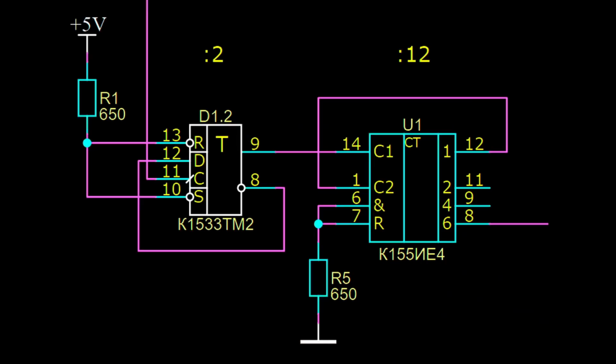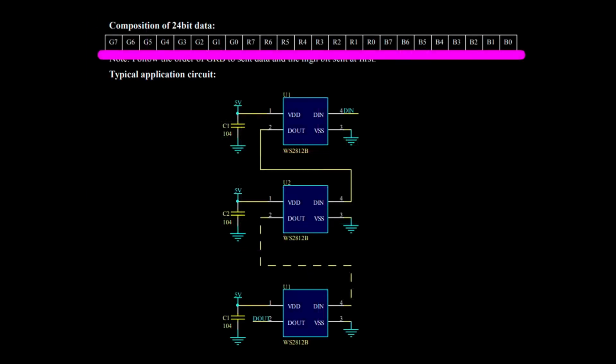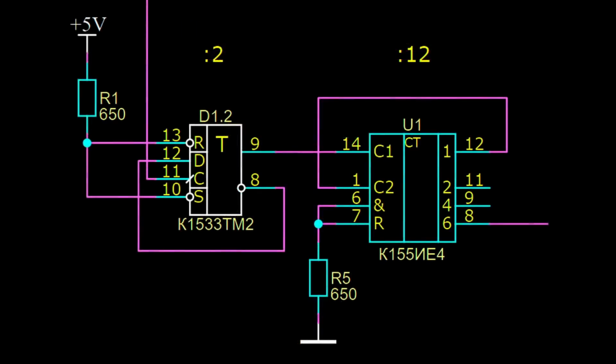The most convenient way is to set a divider to 2, for example, on a D flip-flop, and a divider to 12 on the IE4 chip. Together, this results in a divider of 24. And we divide by 24, I remind you, because 24 bits are contained in one chip, for setting the color. So, the reset signal divided by 24 is like a transition signal between the LEDs.